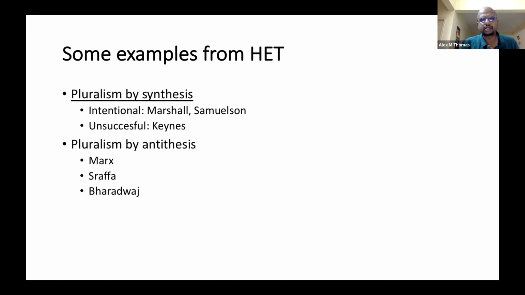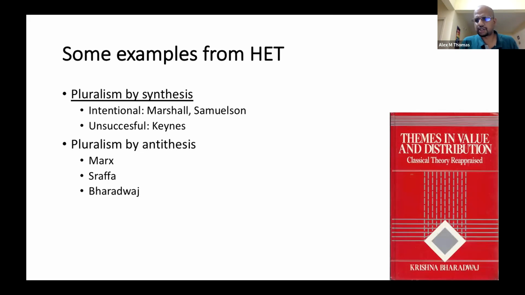Pluralism by antithesis, I would say, is people like Marx, who's making a clear distinction between vulgar political economy and scientific political economy. Economists like Piero Sraffa, again, who's making a distinction between marginalist economics and classical political economy. And Krishna Bharadwaj, who's also writing in the same tradition and making this kind of a clear distinction by the nature of assumptions, the methodological implications, and the mechanisms involved. Now I've just mentioned this book of Krishna Bharadwaj here in case some of you are interested to engage more with her work.